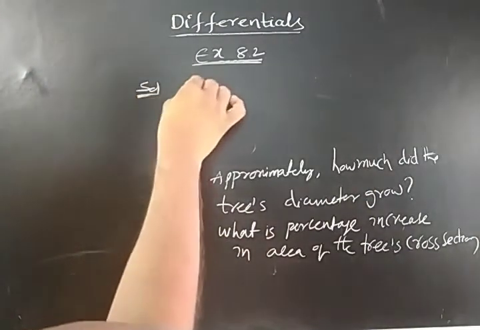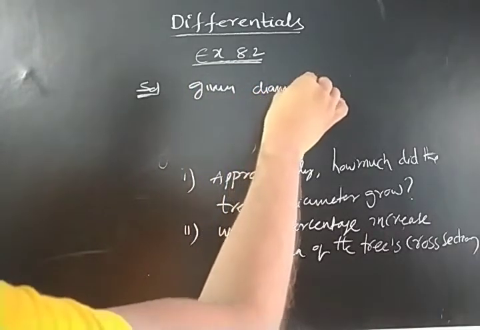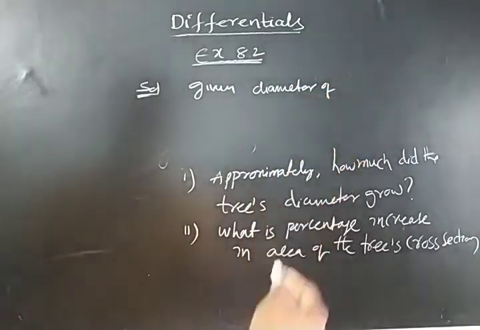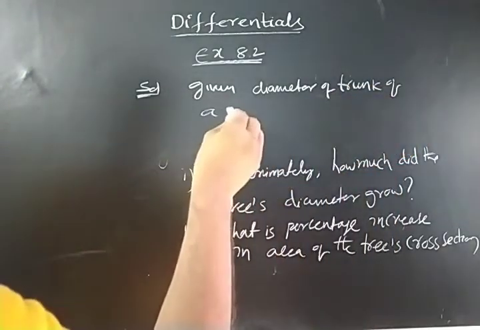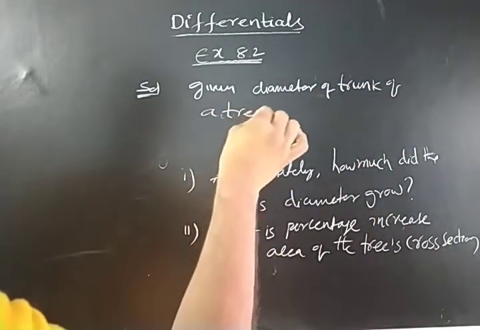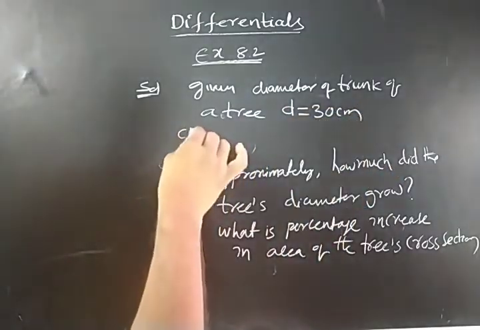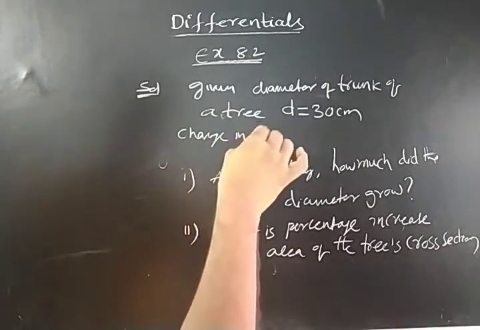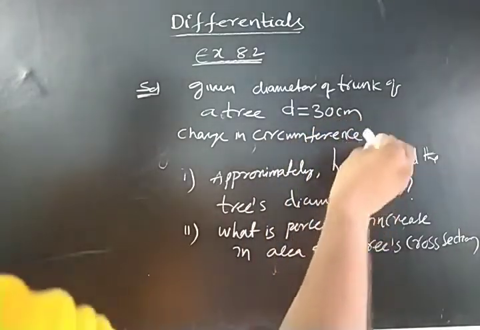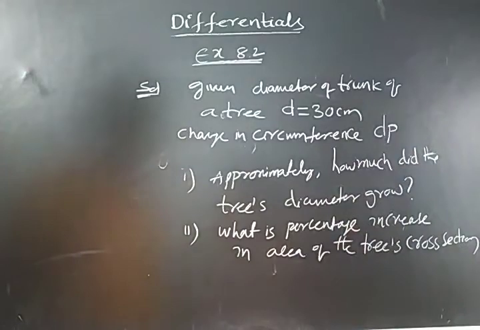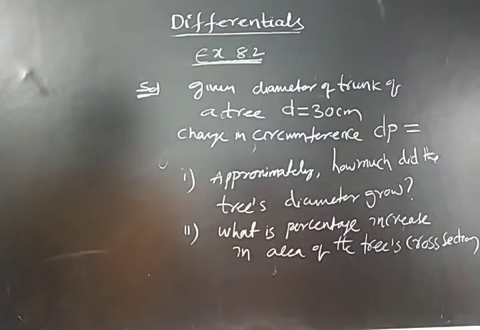Solution of the fifth problem. Given diameter of the trunk of a tree, I am taking it as D, which is 30 centimeters. Change in circumference, I am denoting by dp. If circumference is denoted by p, then dp is 6 centimeters.